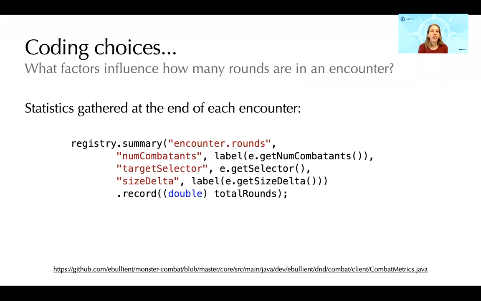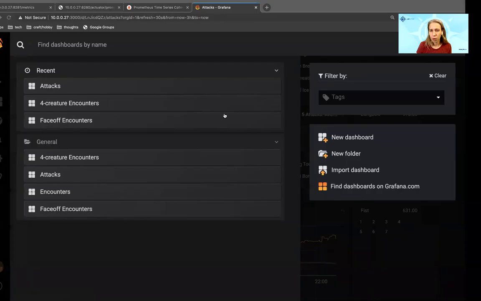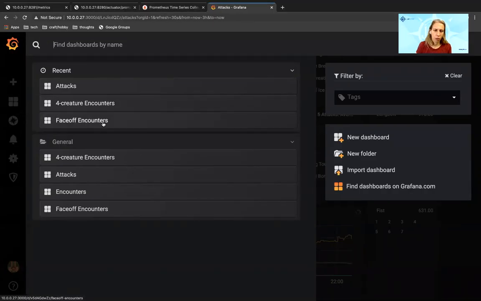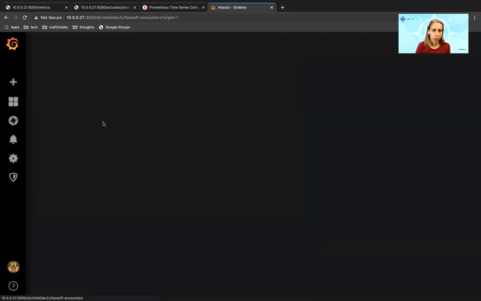Now the last piece I'll show you, and we are getting kind of close to time, but this again is still summary. I'm still working with a distribution summary that has a count and a sum, so I can do averages. And I'm looking at the number of encounters in a round. And part of why I wanted to do that was to see if there were choices that I was making, or things that were just happening that controlled how many rounds would be an encounter.